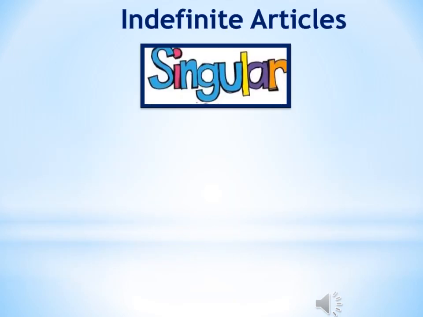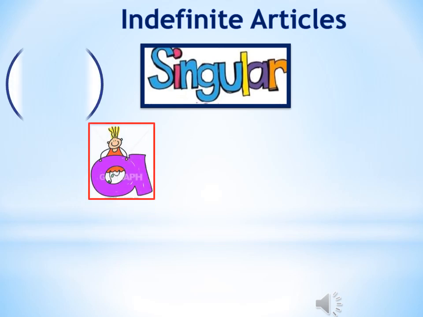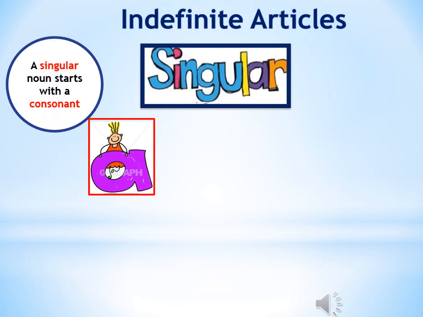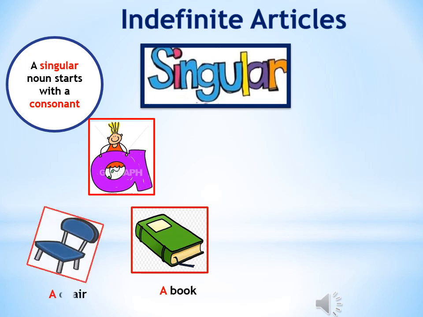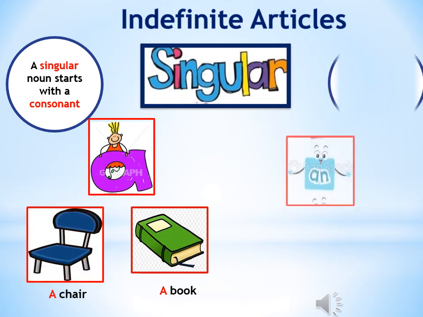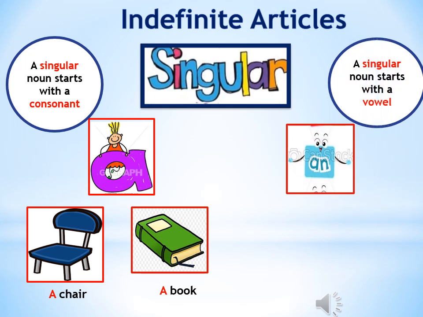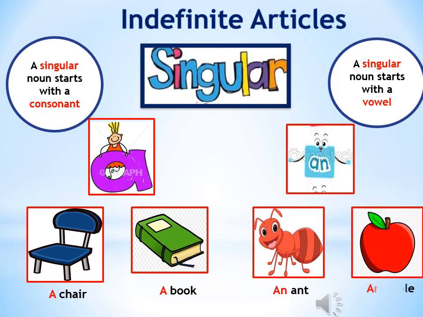Now we have to know how to use the articles. First, we use a before a singular noun that starts with a consonant. For example, a book or a chair. We use an before a singular noun that starts with a vowel. For example, an ant or an apple.